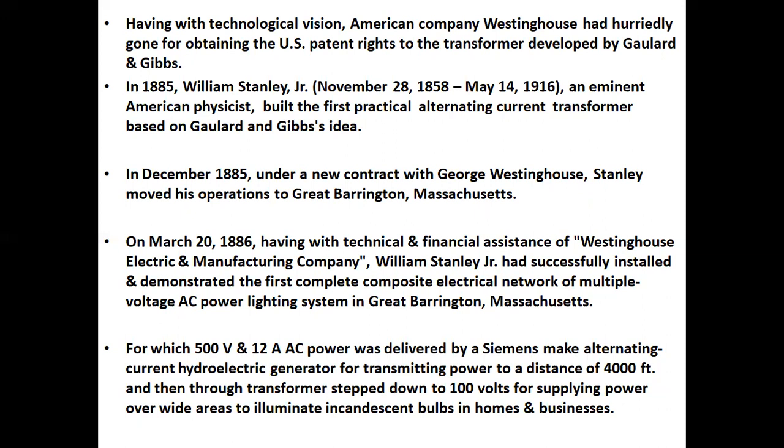On March 20, 1886, with the technical and financial assistance of Westinghouse Electric and Manufacturing Company, William Stanley Jr. successfully installed and demonstrated the first complete composite electrical network of a multiple voltage AC power lighting system in Great Barrington, Massachusetts, for which 500 volt and 12 ampere AC power was delivered by a Siemens make alternating current hydroelectric generator for transmitting power to a distance of 4,000 feet, and then through transformers stepped down to 100 volts for supplying power over wide areas to illuminate incandescent bulbs in homes and businesses.